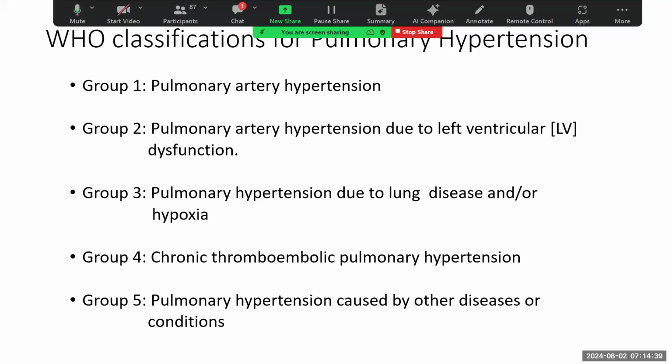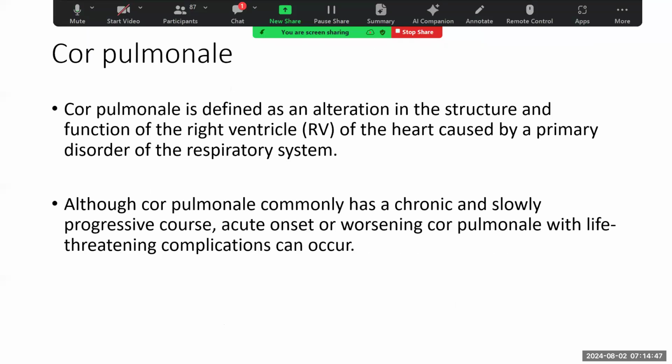So this is just a WHO classification of pulmonary hypertension. We have the one associated with COPD as in group 3 of this classification. So cor pulmonale is defined as an alteration in the structure and function of the right ventricle of the heart caused by a primary disorder of the respiratory system.